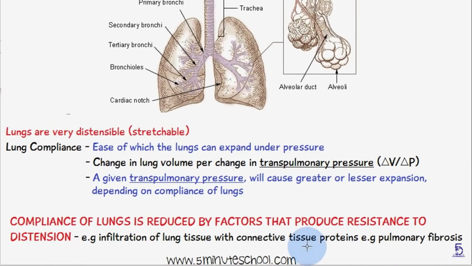Moving on from this, the compliance of the lungs is reduced by factors that produce resistance to distension or stretchability. An example of this is infiltration of the lung tissue with connective tissue proteins, for example in the case of pulmonary fibrosis. In this situation, we have connective tissue proteins infiltrating the lungs. Because of that, the lungs are not able to stretch as well as they normally can, so compliance of the lungs is reduced.